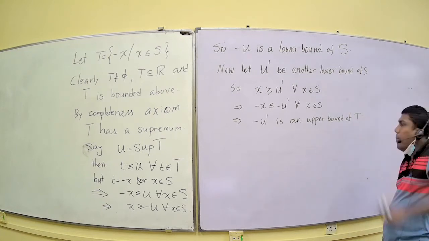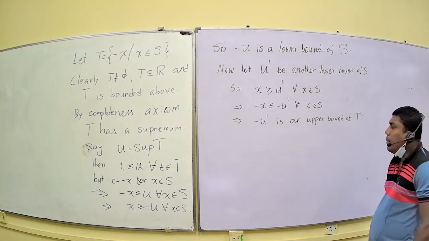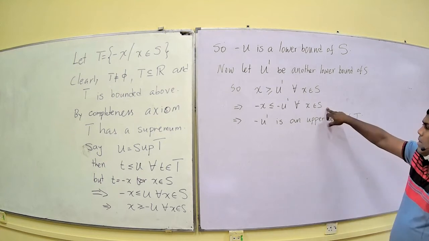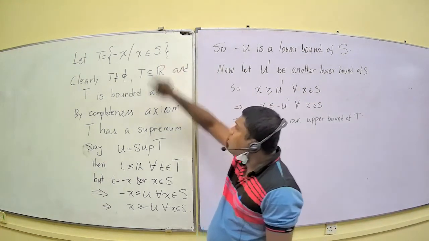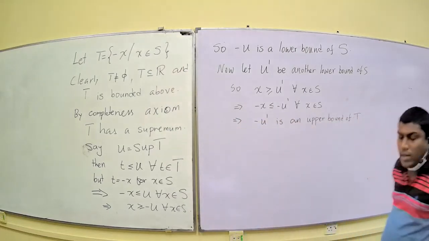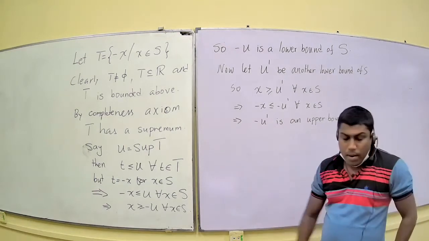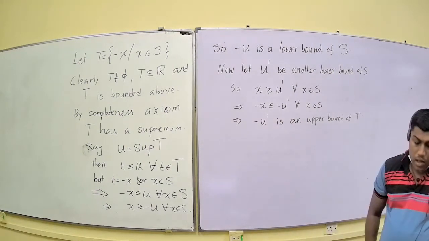But we know that we work on the minus x set. So you multiply by minus again. So you get minus x is less or equal to minus U dash for all x in S. Same argument like earlier, right? So this has a supremum, this will have an upper bound. So minus U dash is an upper bound of T, right?